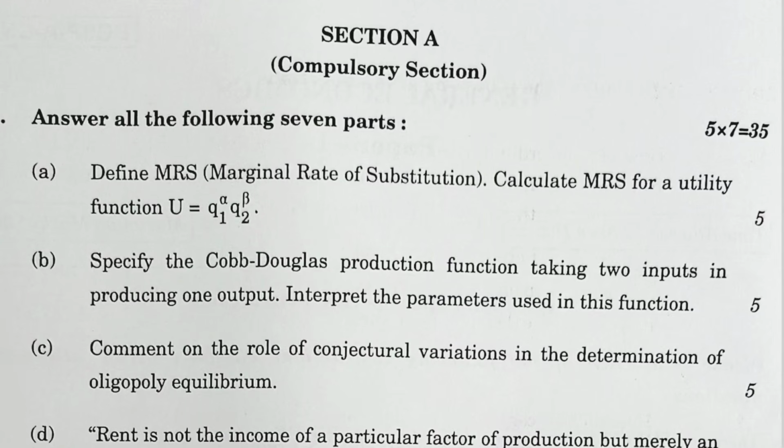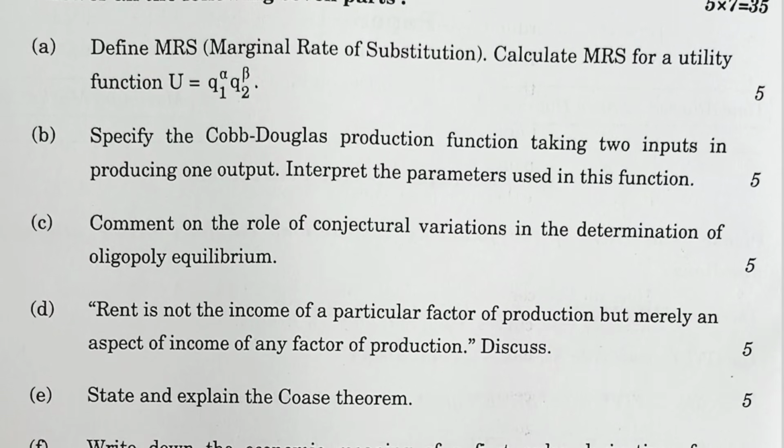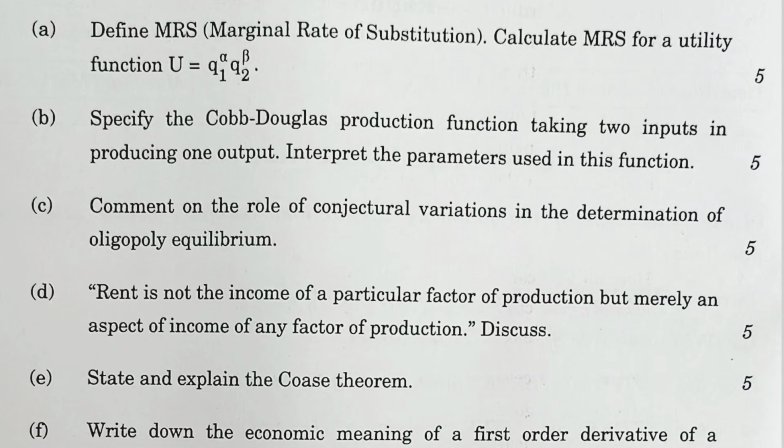So the next question is: specify the Cobb-Douglas production function taking two inputs in producing one output. Interpret the parameters used in this function. So in this case, what happens?